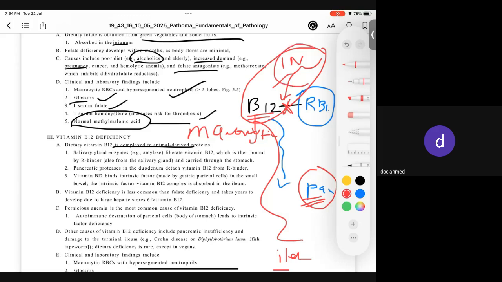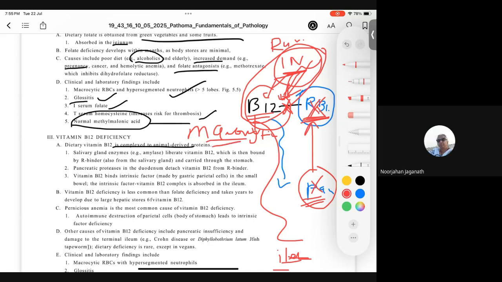Intrinsic factor is basically made by your parietal cells, right? In order for the intrinsic factor to attach to B12, we need to remove this R binder. Who removes the R binder? The pancreas does that. If we do not have the pancreas, we cannot remove it. If we cannot remove it, we cannot attach intrinsic factor. If we cannot attach intrinsic factor, we cannot reabsorb B12 in the ileum. So we can have macrocytosis.